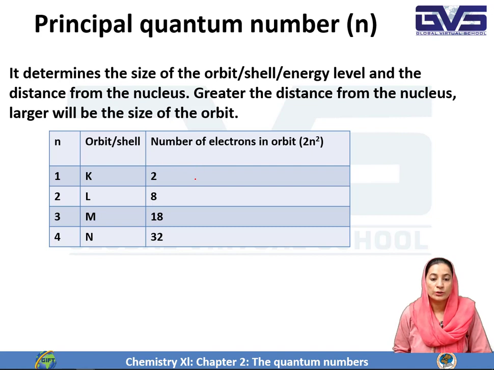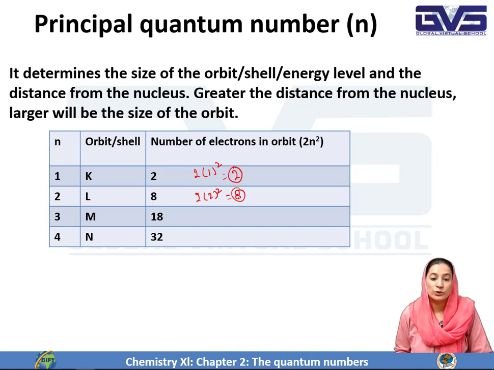Let me calculate for you. This is the formula 2n square, and when n is 1, 2 into 1 square. 1 square is 1, and when this 1 is multiplied by 2, the answer is 2. So the first orbit or first shell contains a maximum of 2 electrons. For the second, when the n value is 2, 2 square is 4. 4 multiplied by 2, then you get 8. So the maximum number of electrons in the second shell or second orbit is 8.